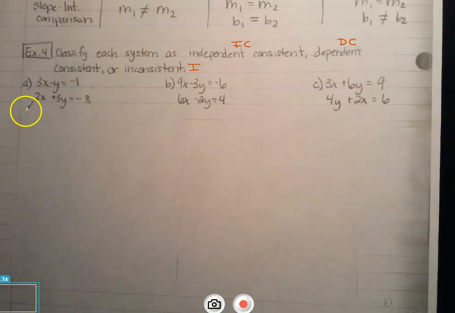Okay, so the first equation, we've got 3x minus y equals negative 1. We're going to get it in slope-intercept, so subtract 3x. Then I have negative y equals negative 3x minus 1. I can't have a negative y, so I'm going to divide by negative 1. I end up with y equals 3x plus 1.